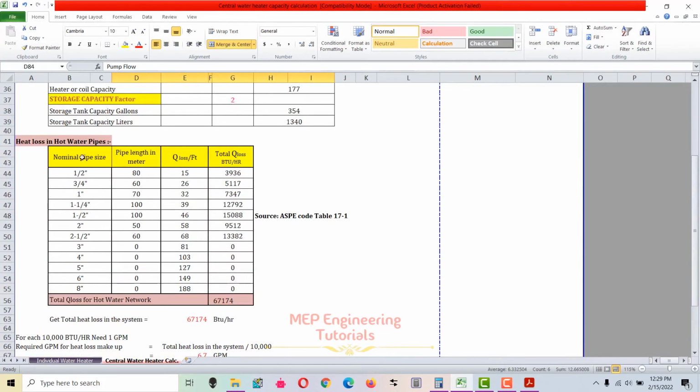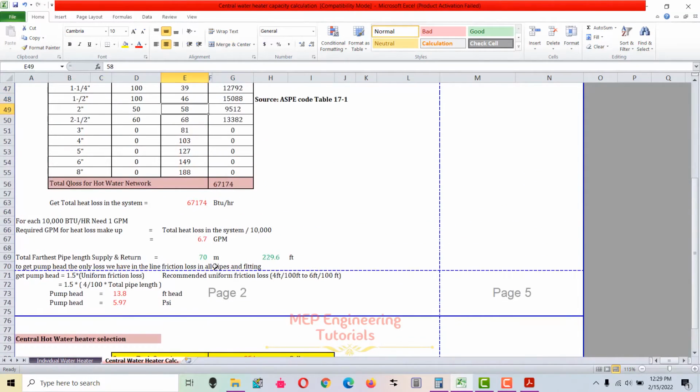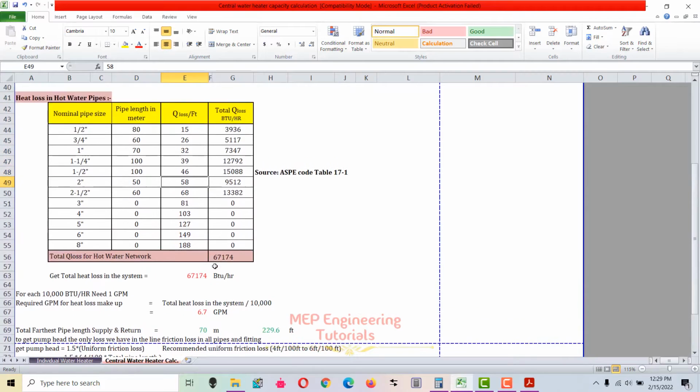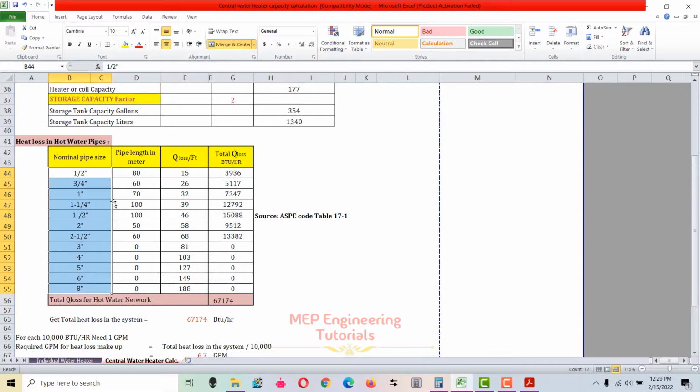So as I told you, this table is extracted from ASPE code table 17-1. It is important to compute the values to proceed for pump head and capacity calculation for the recirculation system. So I have written all the pipes from the drawings in here, whatever I have used in the project for the hot water system. The piping length I have also written in here from the drawing.